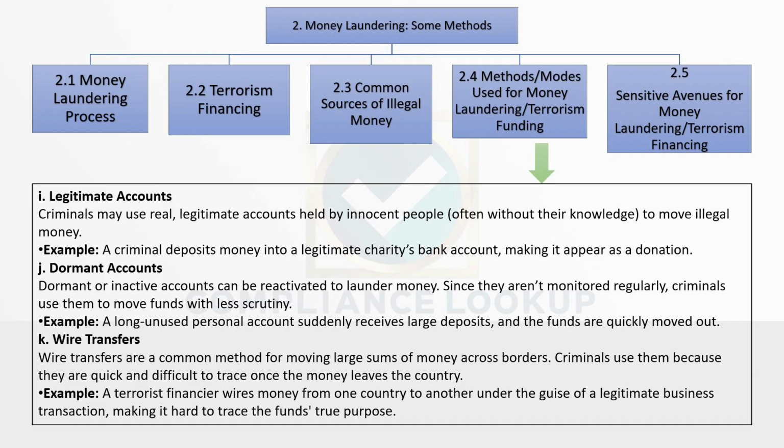For example, a terrorist financier might wire money from a country with lax financial regulations to another country under the guise of a legitimate business transaction, such as a payment for goods or services. Because wire transfers can quickly move money across multiple jurisdictions, they make it difficult for authorities to track the true purpose and origin of the funds, facilitating money laundering and financing of criminal activities.